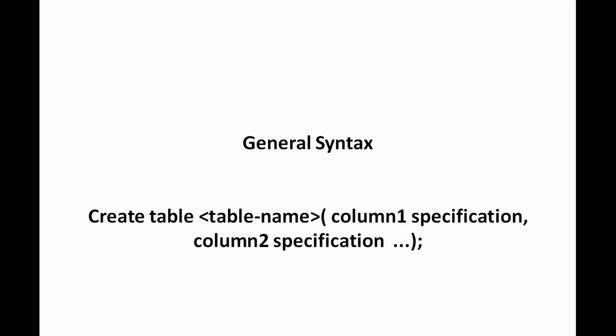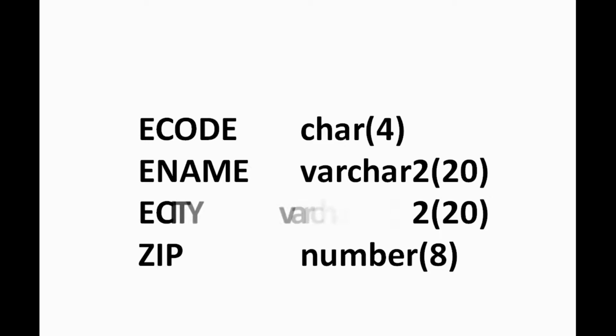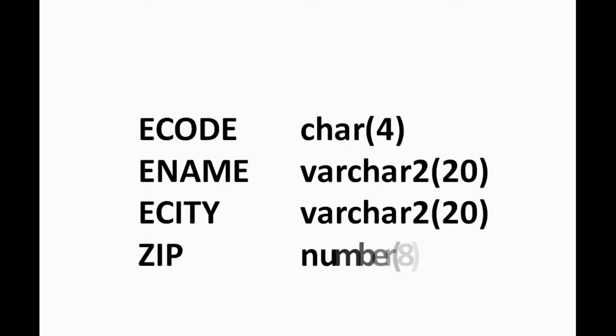We will consider the employee table with columns e-code, e-name, e-city, and zip code. Suppose the data type of the e-code column is char and column width is 4, and the data type of the e-name column is varchar2 and column width is 20, and the data type of the e-city column is varchar2 and column width is 20. And the data type of the zip column is number and column width is 8.